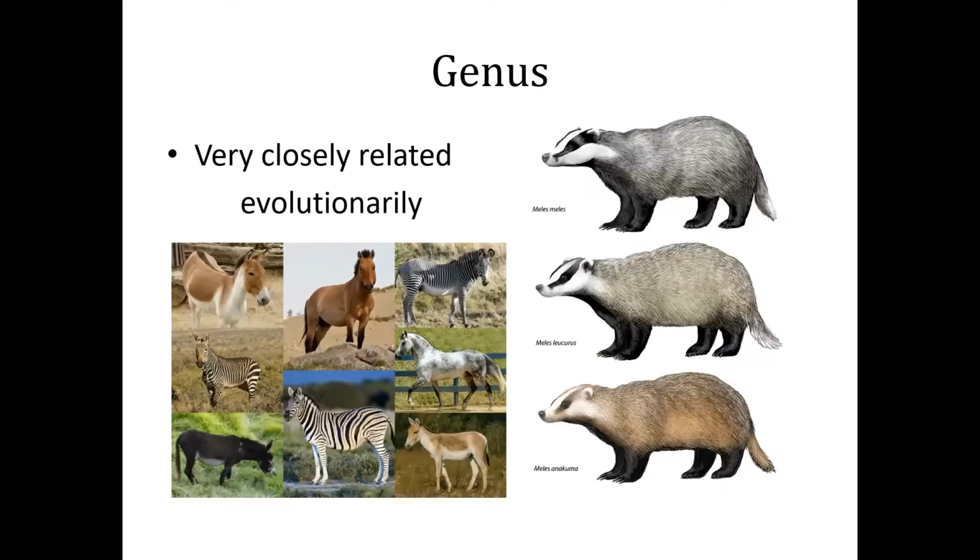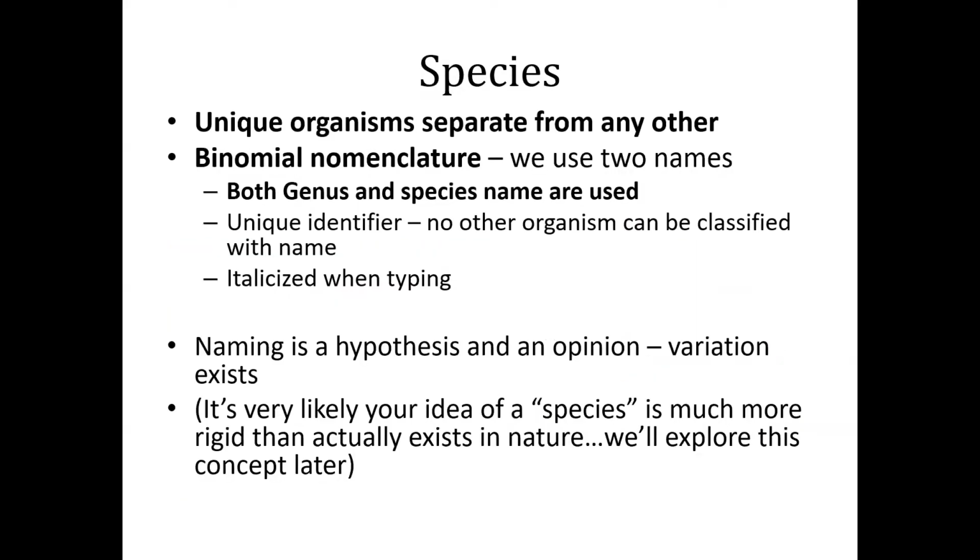But within a genus, we can still separate by species. Now, species is unique. It separates that organism from any other. But remember, things don't pop out of the ground with a name tag. It's our system of naming. Remember that we use the two-name system, binomial nomenclature. We use both the genus and species name when identifying something. So Homo sapiens: Homo being the genus, sapiens being the species. It's like using my first and last name to describe me. And so we don't just use the species name, we don't just use the genus name if there is a species name known, because this is a hypothesis.